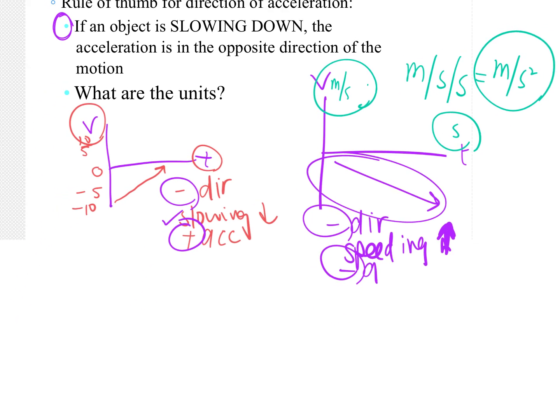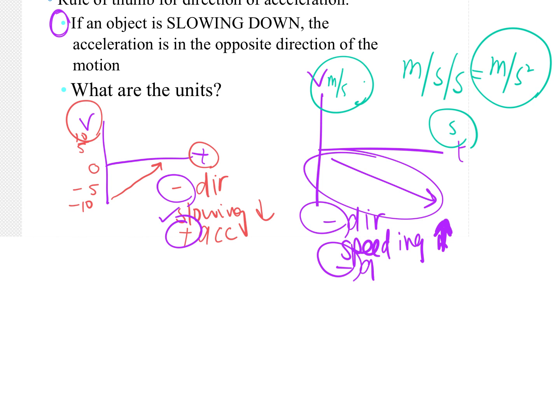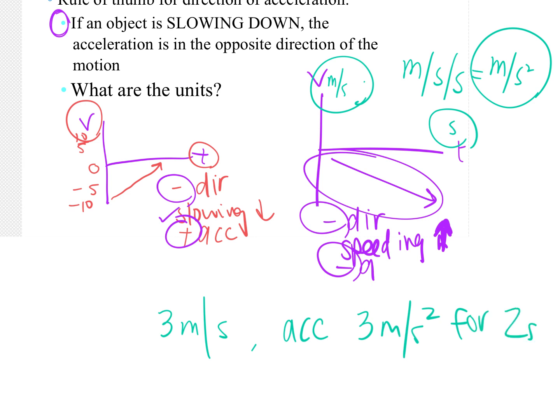So let's see if we could just walk through an acceleration problem just using reason. Let's say that we start at a velocity of 3 meters per second and we accelerate 3 meters per second squared for 2 seconds. What's my final velocity? Can you think through what's happening here? We're starting out at 3, and now we're speeding up at a rate of 3 meters per second for every second that goes by. So at 0 seconds, we're traveling 3. After 1 second, how fast are we going?